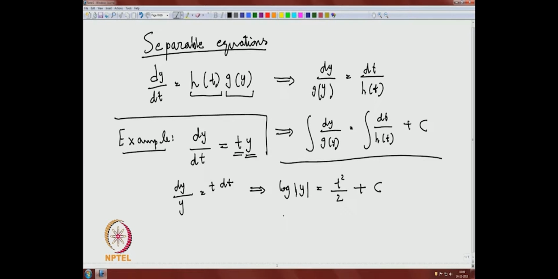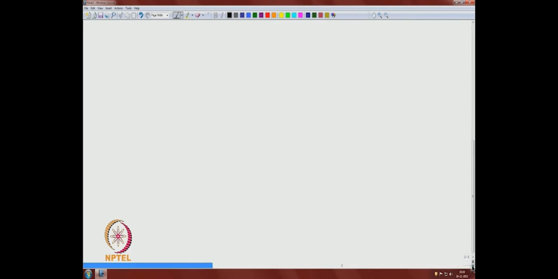Mod y is equal to some constant c1 times e power t square by 2; you can write mod y is equal to some constant c into e power t square by 2. But then, the same procedure which I have told, this is a continuous function whose modulus is constant, which implies finally y is of the form c e power t square by 2. This all of you are familiar with, and it is much easier. So, I will go to the next example.